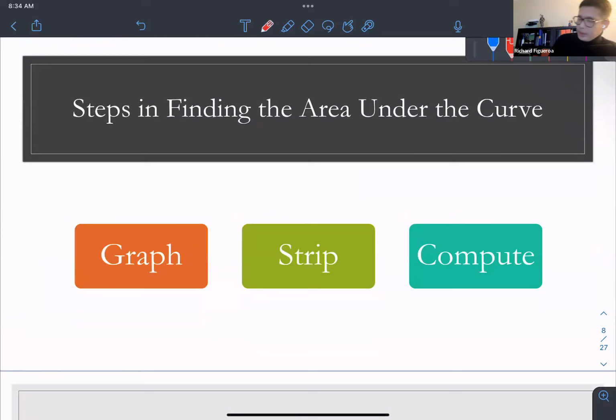Okay? So now, let's find the area under the curve. So these are the 3 steps. The first one is we have to graph it first. Second is we need to decide what will be the strip that we're going to use. And lastly, we're going to compute using definite integral. So graph, strip, compute.